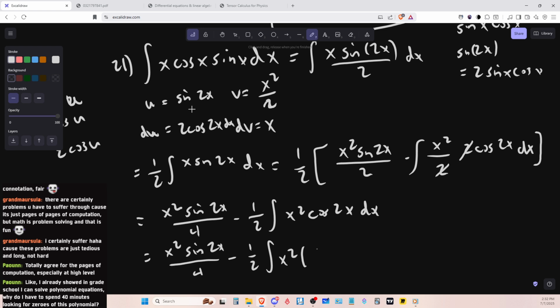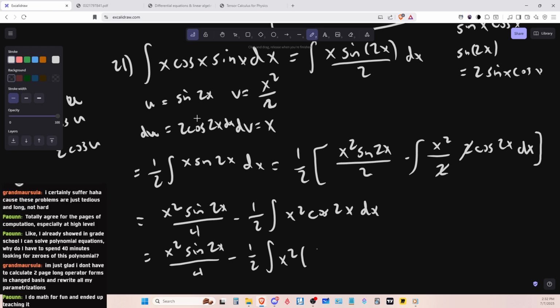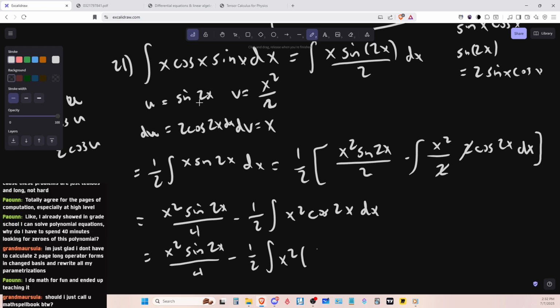Actually, I'm trying to see if I should have done the V and U in the opposite way, but because if I made sine of then V would be that. I don't think there's any other way here.